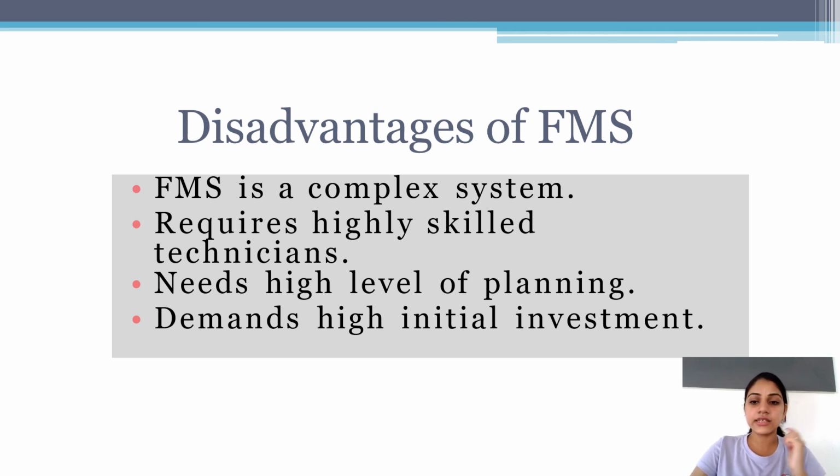So next is the need for a high level of planning. In order to arrange it in a systematic manner, efficient planning has to be done. There are many layouts, so we have to choose which layout will be proper for the efficient production of a particular product in a unit. So higher planning is needed to work this flexible manufacturing system.